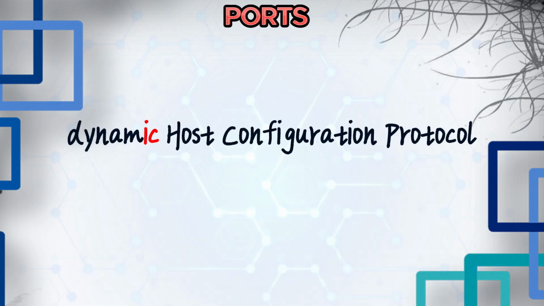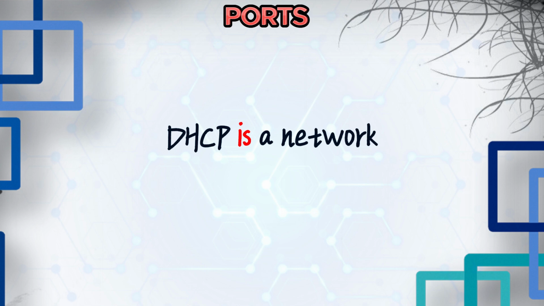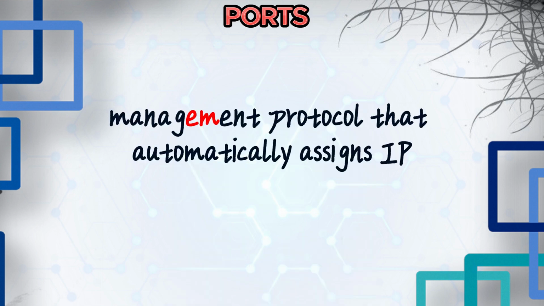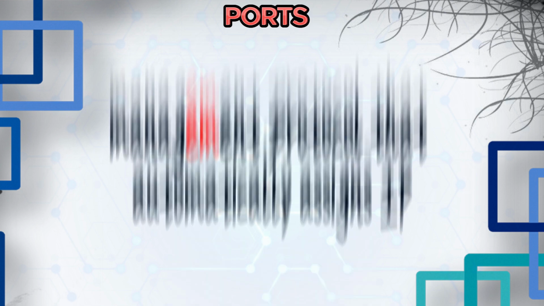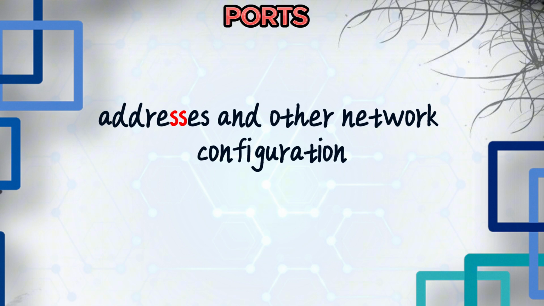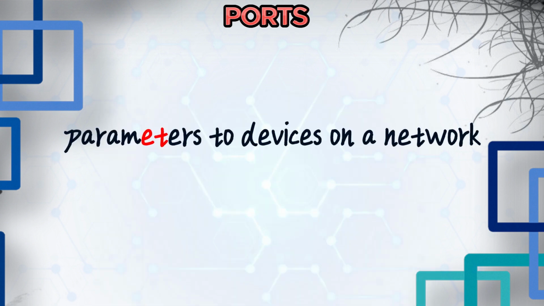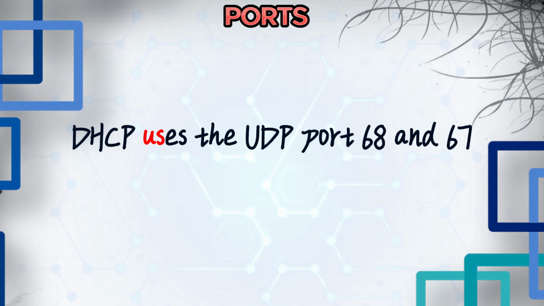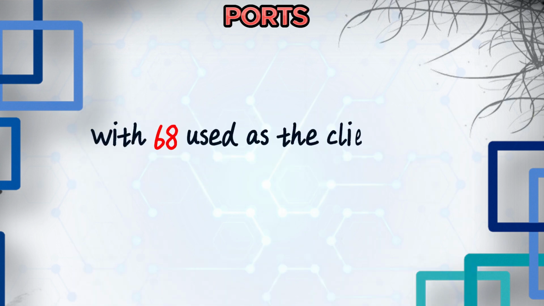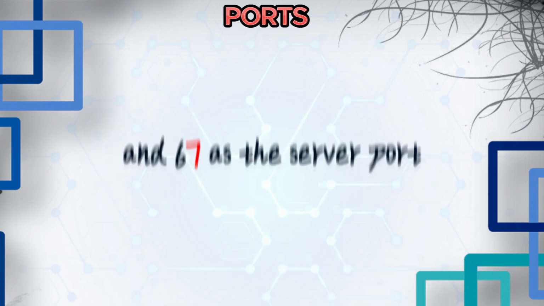Dynamic Host Configuration Protocol, DHCP, is a network management protocol that automatically assigns IP addresses and other network configuration parameters to devices on a network. DHCP uses the UDP ports 68 and 67, with 68 used as the client port and 67 as the server port.